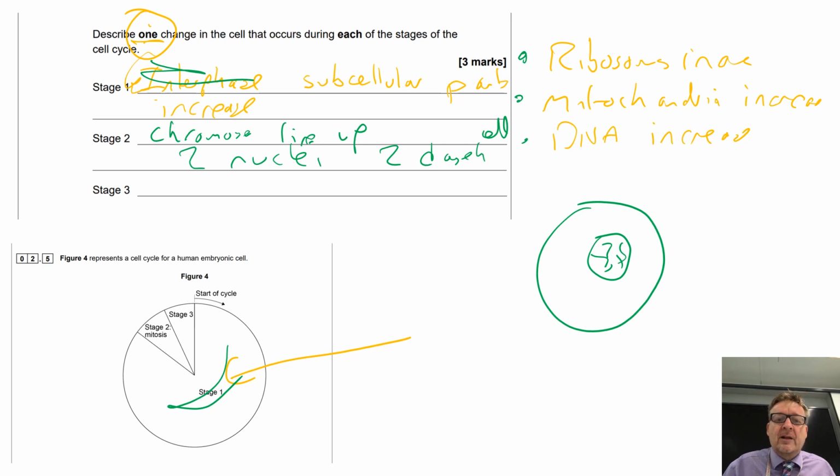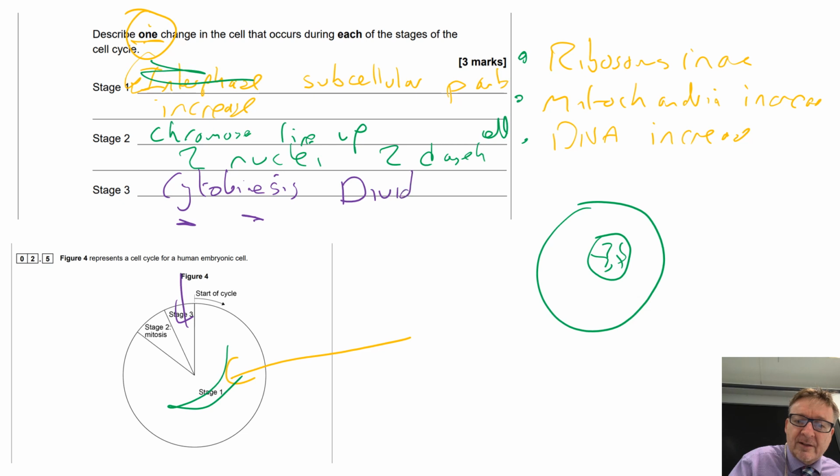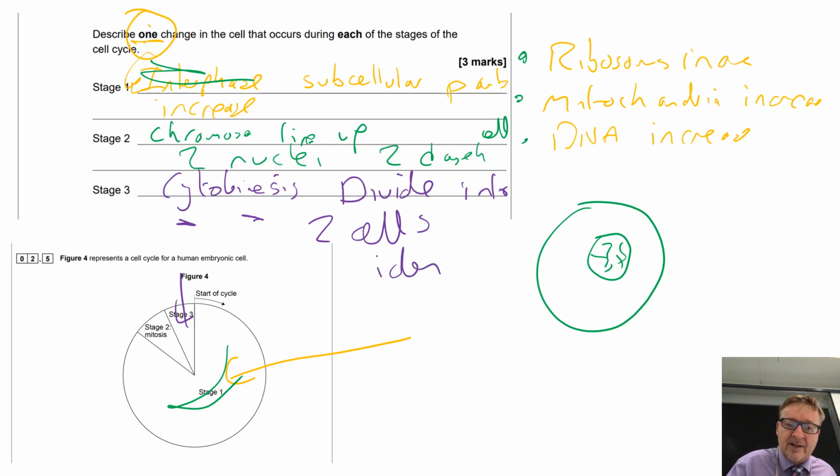Stage 3. Now, I know that is called cytokinesis. Again, you're not going to get the mark for that, but there is absolutely no harm in writing it down just in case it's in the mark scheme. But this does kind of explain it a little bit. It's cell move, cytokinesis. So with that one, what you actually see is it will divide into 2 cells. And what are they? They are identical.